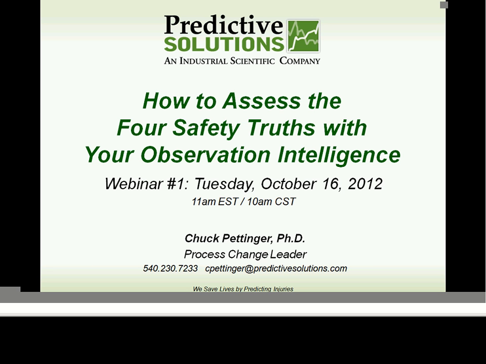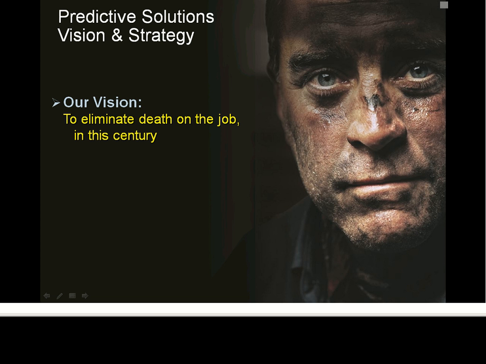Now, many of you we've been working together for many years, and you probably have heard our vision and strategy. But for those of you who haven't, our vision is to eliminate death on the job in this century. We share this vision with our parent company, Industrial Scientific, and we're passionate about what we do. Now, the strategy that we go about trying to create this vision is to predict.